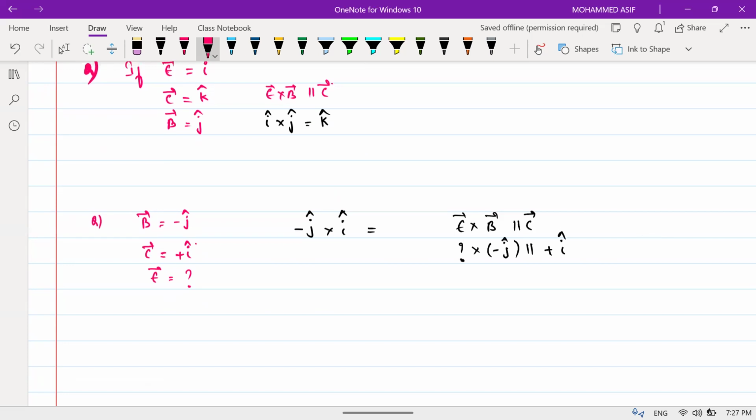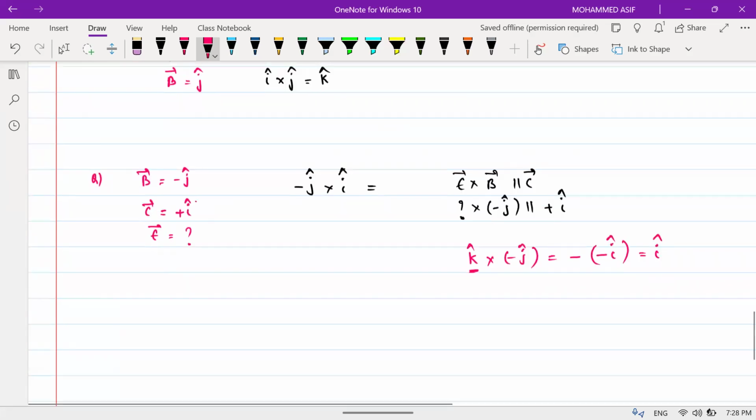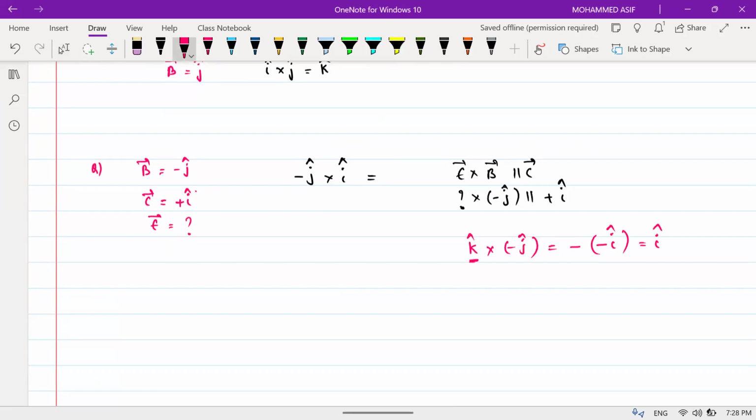Okay, say if I take E bar as K cap cross minus J cap, this will be minus of I cap. That means this will be equal to plus I cap. That means the electric field should have been in which direction, beta? Positive K cap. Positive K cap cross minus J cap will give me what? Positive I cap. I cap is in which direction, beta? Always in the speed of light, the x-axis. So to get the positive I cap, the direction of the electric field should be in which direction? K cap. Got it? Yes, sir.